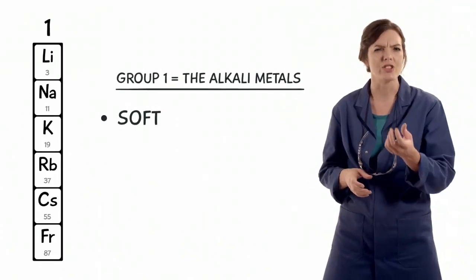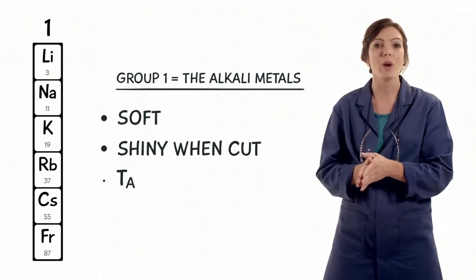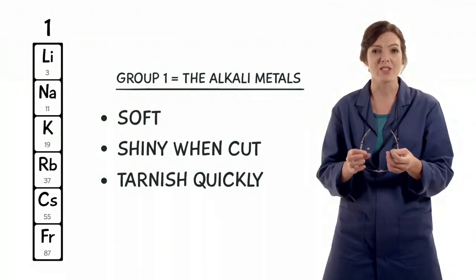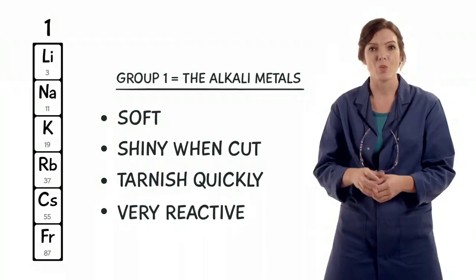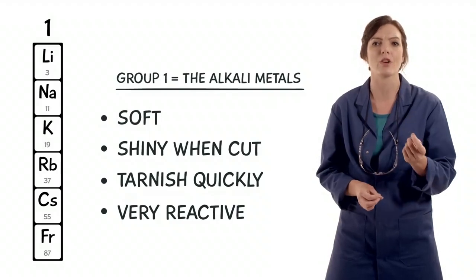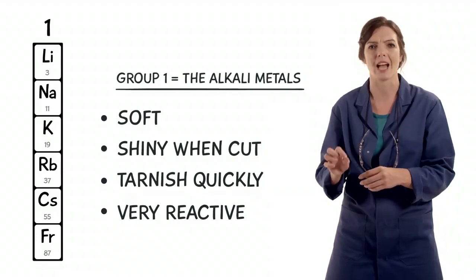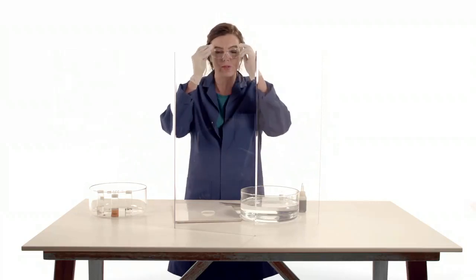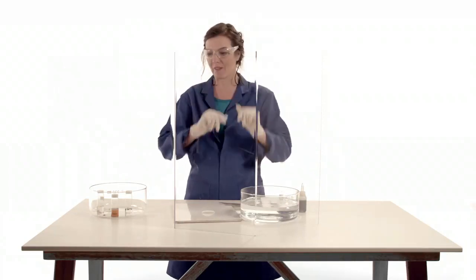Group 1 elements are called the alkali metals. They're soft and shiny when freshly cut, but they quickly tarnish as the metal reacts with oxygen in the air. This is because they're very reactive. When a group 1 element reacts with water, it produces a metal hydroxide solution and hydrogen gas. Let's try it with lithium. So on with eye protection and gloves.